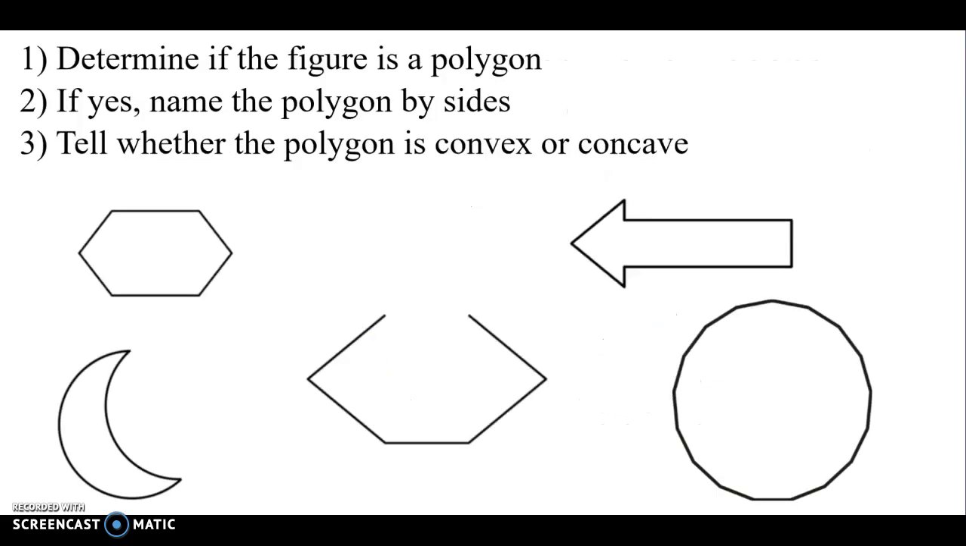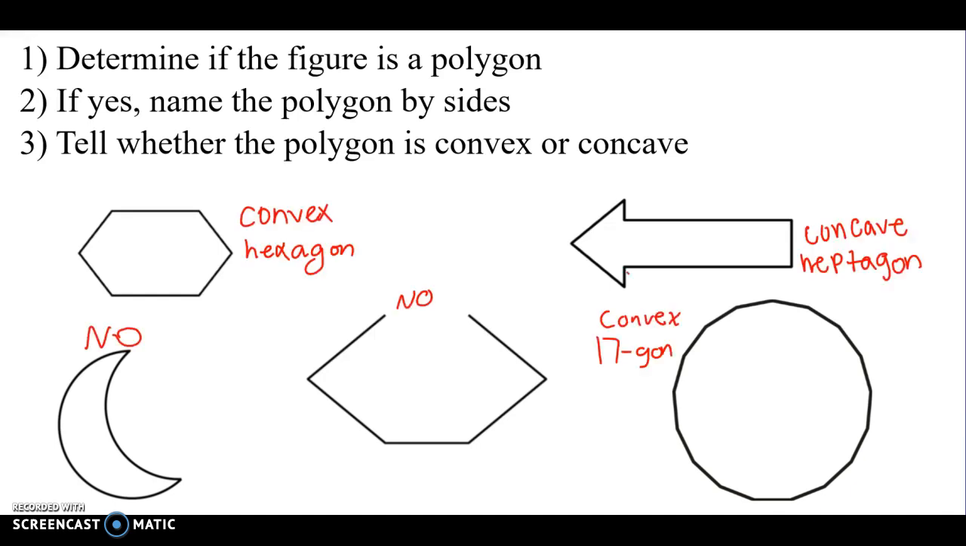So you have these on your notes. Go ahead and see if they are a polygon, and if they are, classify them by sides and concave or convex. Alright, for our first one, it has how many sides? 6 sides. It is a polygon because it's closed. None of the segments intersect. 6-sided, so it's a hexagon. And it's also convex because there are no diagonals that would cross or go outside of the polygon.